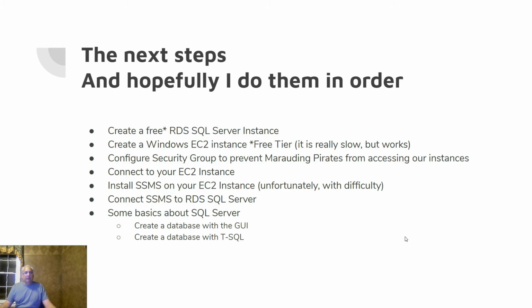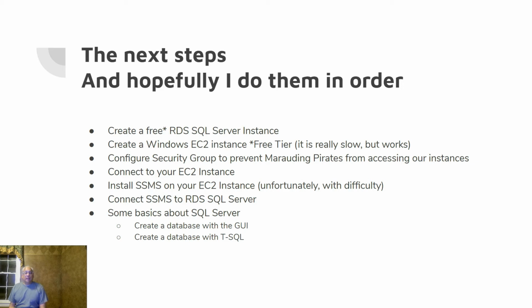So, the next steps, and hopefully I do them in order this time. We're going to create a free RDS SQL Server instance. We'll create a Windows EC2 instance, also free tier. And yes, it's really slow, just like I wrote on there, but it does work. Configure a security group to prevent marauding pirates from accessing our instances. Connect to our EC2 instance.